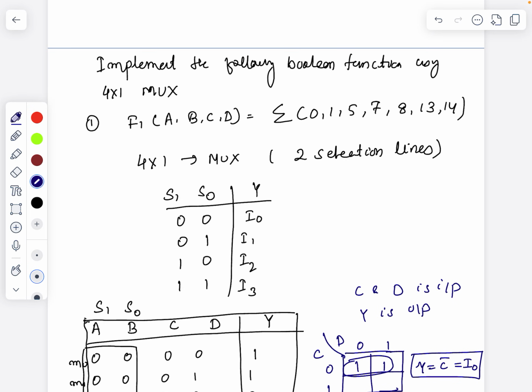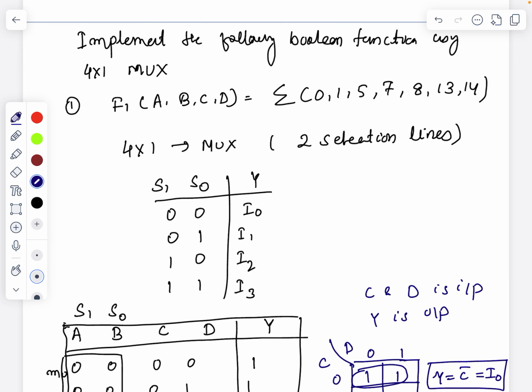Good evening, students. Today we are going to discuss a problem regarding multiplexer. I have already discussed some numericals in the class, based on implementing any Boolean function using an appropriate multiplexer. But today I am going to discuss the implementation of a Boolean function using a specific multiplexer.